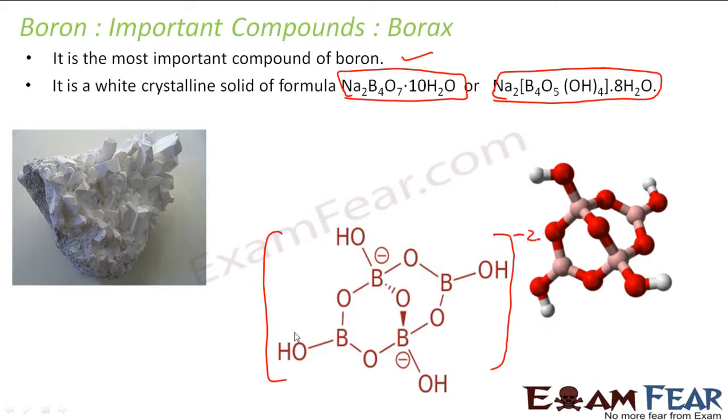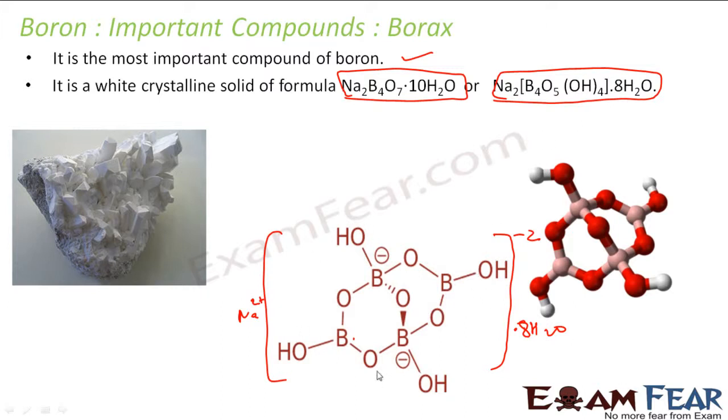And then here you add 2 ions of sodium, and then we have 8 water molecules. This is the structure of borax. If you see the way it is linked, there are 4 borons, 1, 2, 3, 4 borons, and all these are linked with oxygen in this fashion. And there is oxygen here also, right? And all these borons are now linked with OH groups, right?